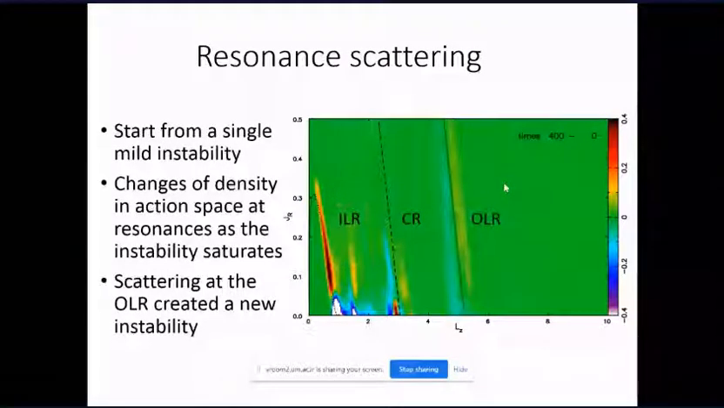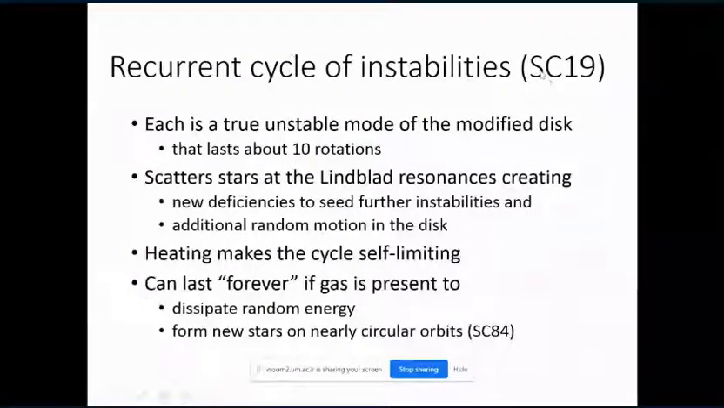And all of this is described in a somewhat technical paper that I wrote with Kullberg last year, Sellwood and Kullberg 19. What I'm saying is that each of those coherent waves that we saw in the power spectrum is a true unstable mode of the disk, but it's not an unstable mode of the disk as it began. It's an unstable mode of the disk as it has been modified by previous activity.